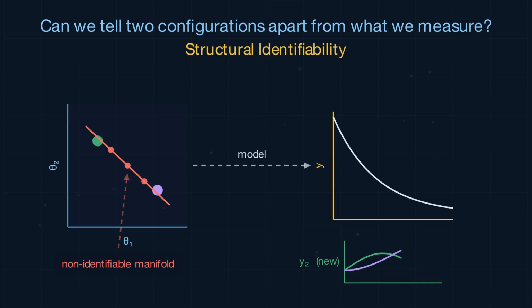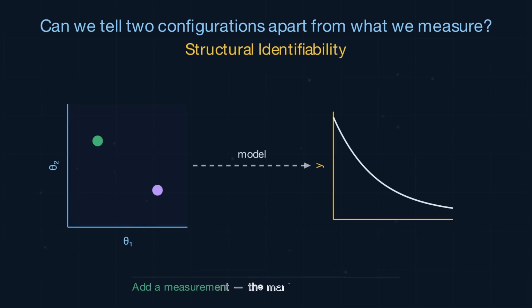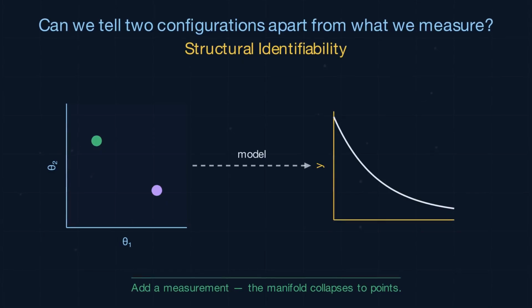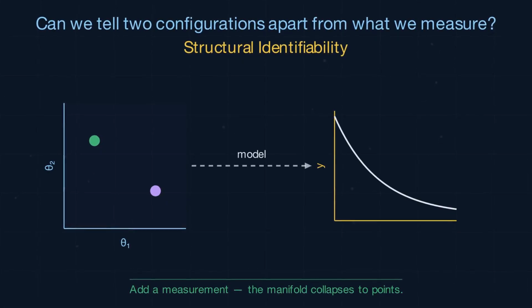And here is the good news. The fix is always another measurement. When you add a second observable, a new marker, a new tissue readout, a second output axis appears. The non-identifiable line collapses down to a single point. The configurations that looked identical from one angle are now distinguishable from two. Structural identifiability analysis tells you, before you ever touch real data, which parameters are trapped inside non-identifiable manifolds. And it tells you exactly which measurement will break them apart.